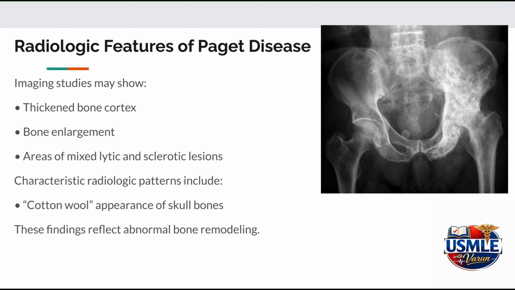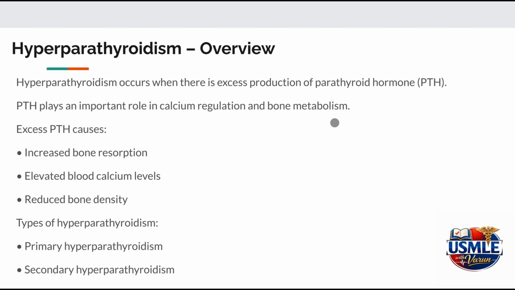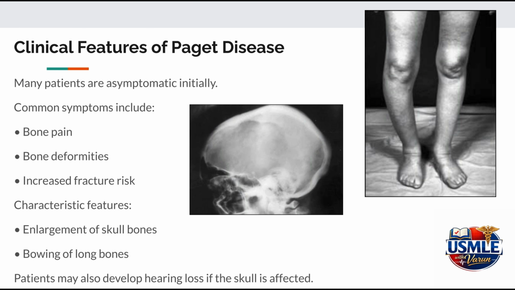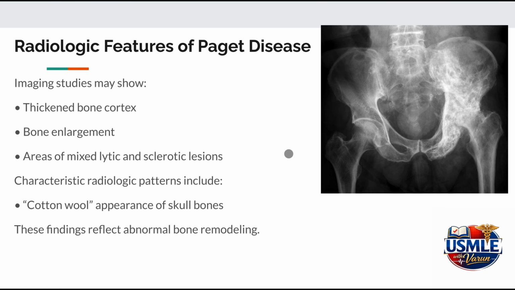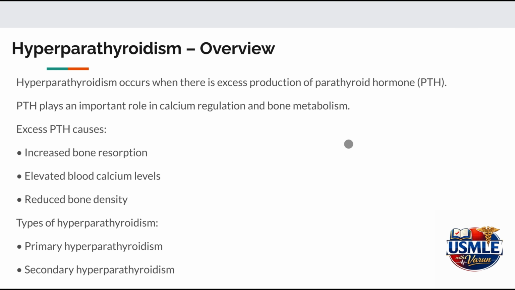Radiological imaging often shows a thickened cortex, enlargement of bones, and areas of mixed lytic and sclerotic lesions. One classic imaging feature is the cotton wool appearance of the skull. This helps us identify a characteristic pattern that is seen in Paget disease. This is the cotton wool appearance of the skull, and this appearance results from irregular bone remodeling.